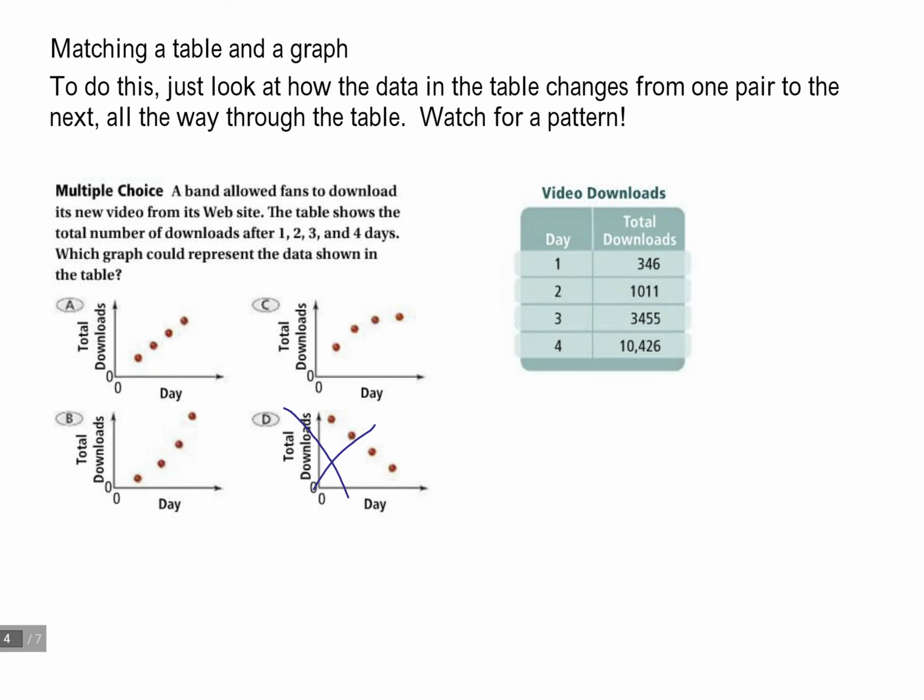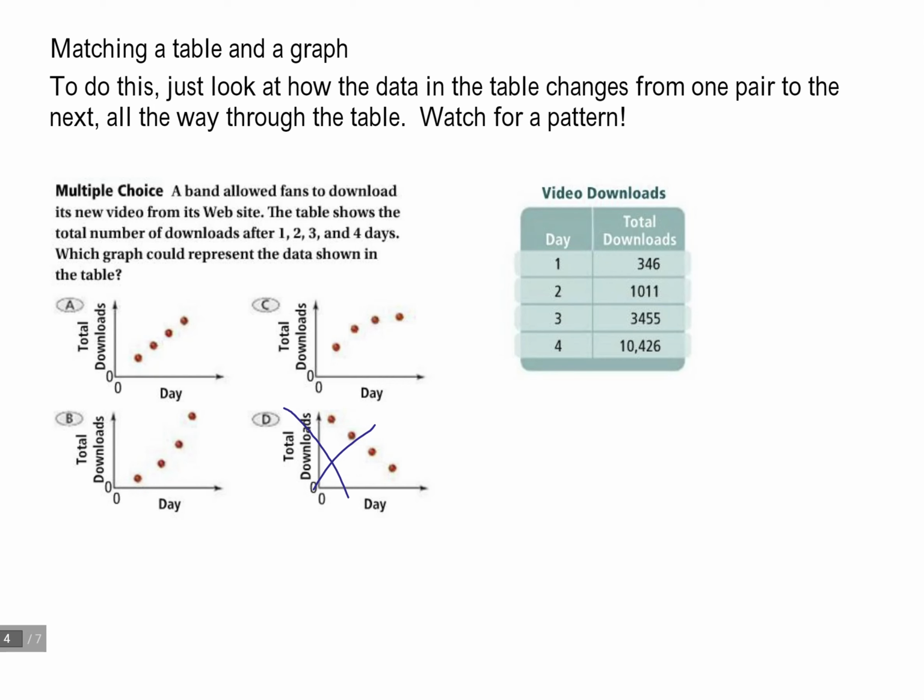Next, we say, how much are we changing each day? Are we changing by the same amount each day? Or are we changing by more and more each day? Or by less and less each day? From day 1 to day 2, we're changing by approximately 700. From day 2 to day 3, we're changing by a lot, like 2,500. And from day 3 to day 4, it's crazy, like 7,000.